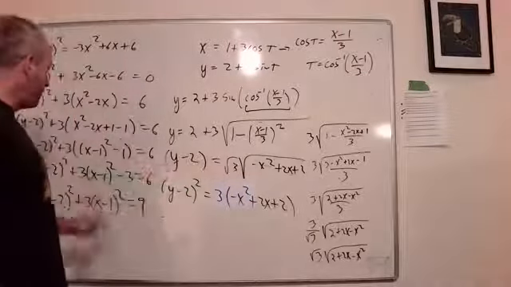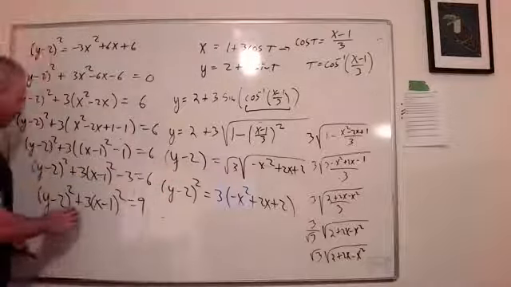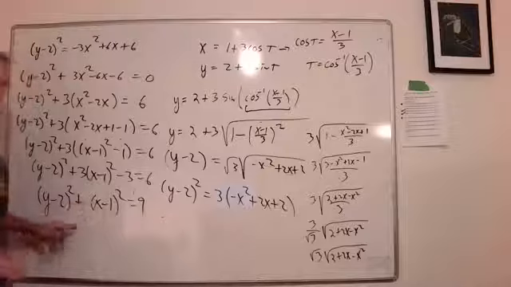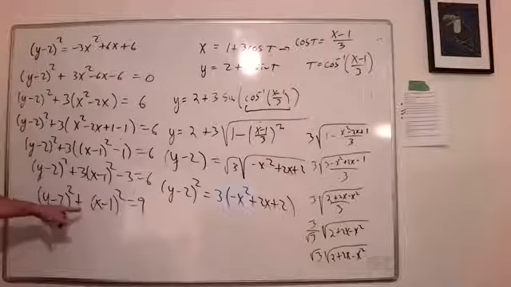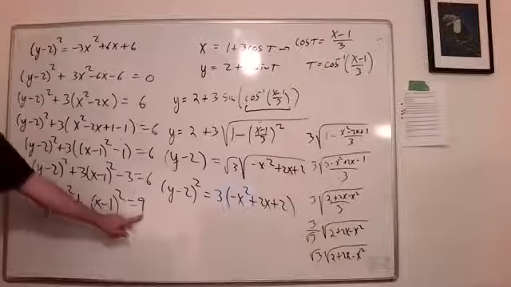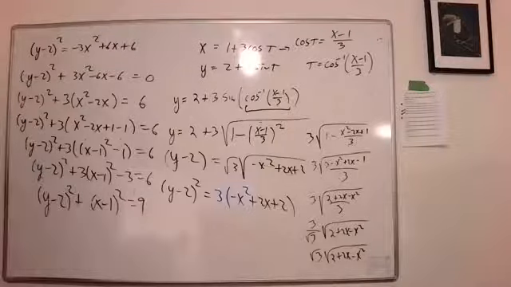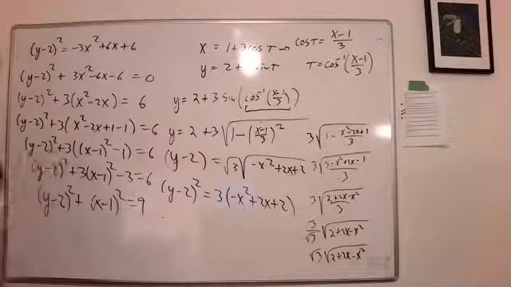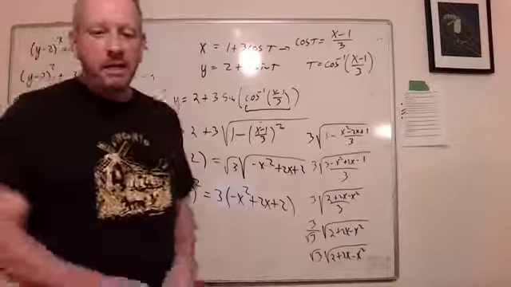And then you carry on about your business, and ultimately you wind up without this. And there's your classic equation of a circle. Radius 3, and it's centered at x coordinate 1 and y coordinate 2. So, hey, silly mistake. What are you going to do?